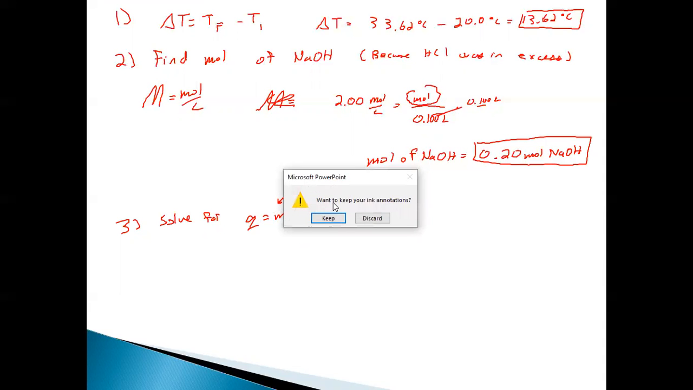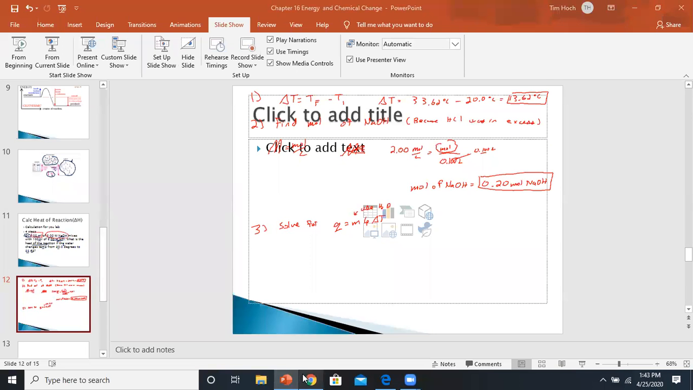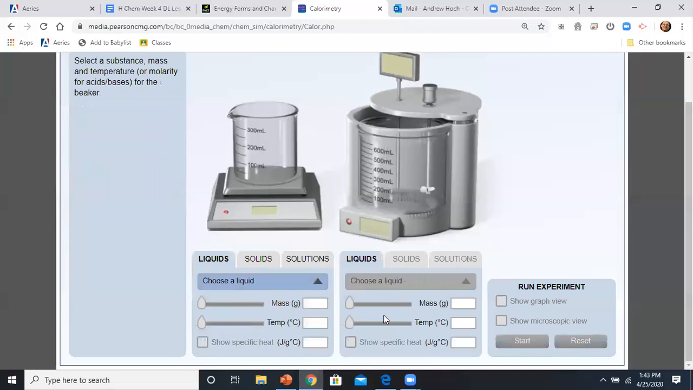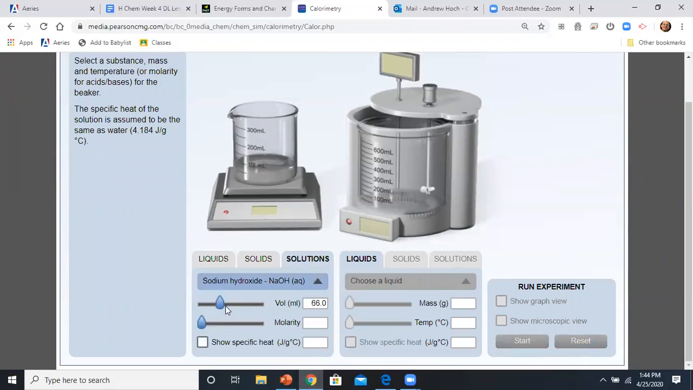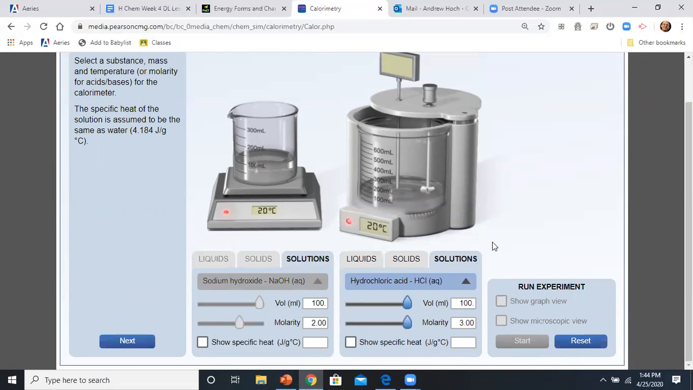So I'm going to keep this for right now. Let me just jump you back to this, and I'll actually reset this. Let me show you the solutions that we did, right? We had sodium hydroxide. We added in 100 milliliters at 2.0 molar. We'll just run this again. So I'm going to choose this solution of hydrochloric acid. We added 100 mils of 3 molar HCl.